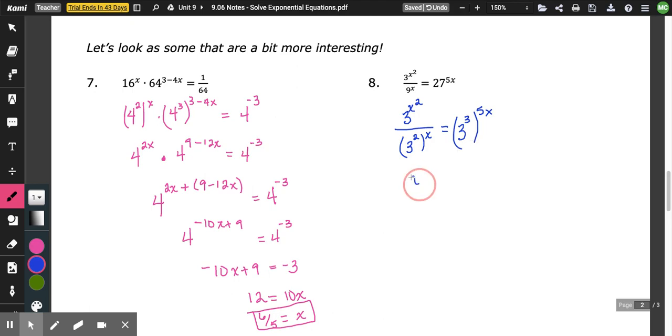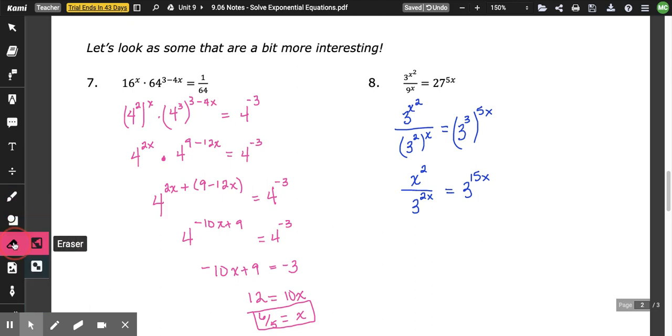Okay, so now I'm going to simplify each of those using my properties of exponents. 3 to the 2 to the x would be 3 to the 2 times x, so 3 to the 2x. And 3 to the 3 to the 5x, again, power to a power, so I'm going to multiply, so that would give me 15x. And, oops. That didn't come out right at all. Let me try that one again. This one over here is 3 to the x squared. There we go. Okay.